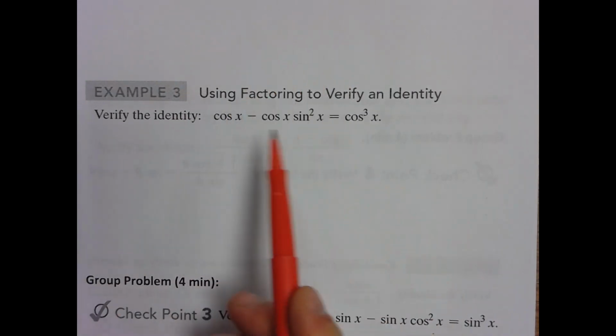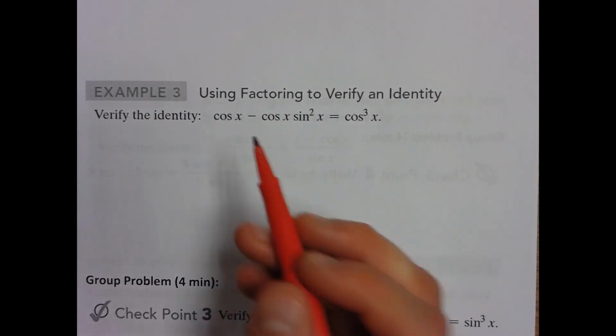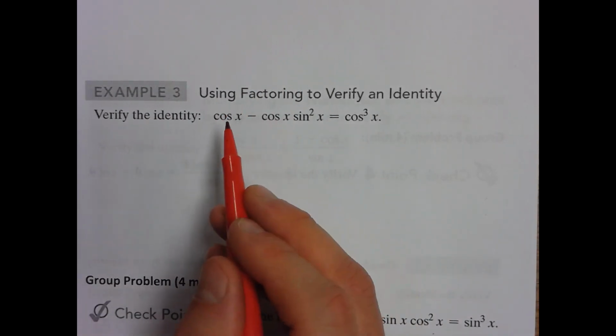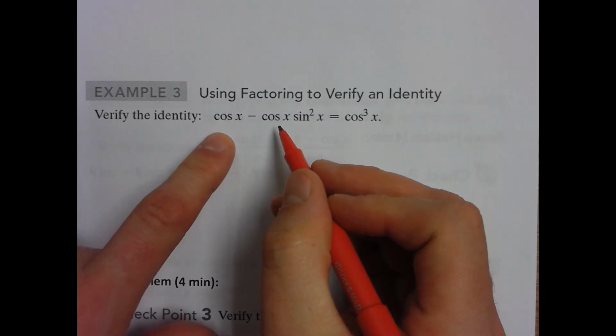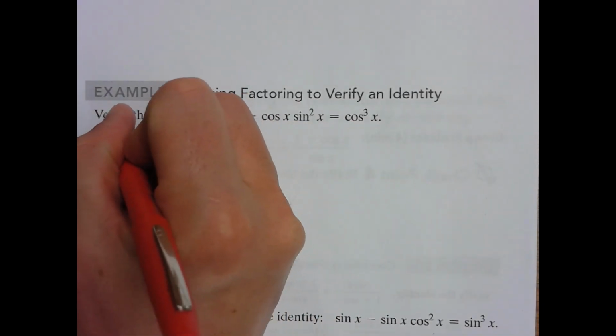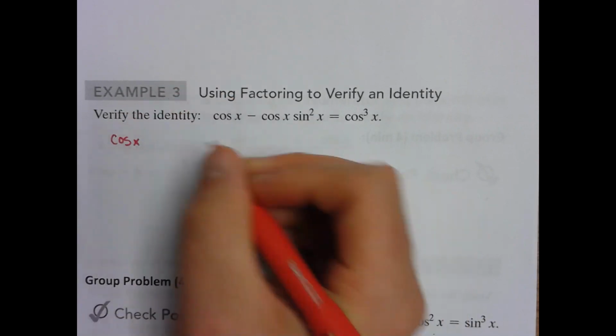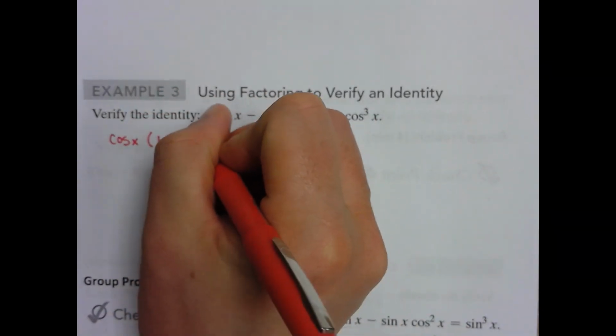So why factoring? What am I seeing up here that tells me that I might be able to factor? Well, in this term, cosine of x minus cosine x times sine squared of x, both of these terms have a cosine of x, and thus we can factor that away from each term. So if I factor out a cosine of x, that makes this 1 minus sine squared of x.